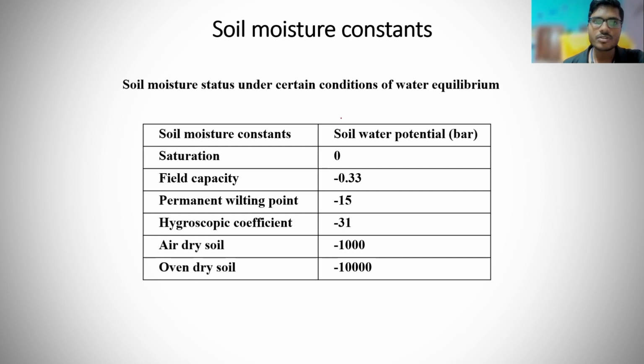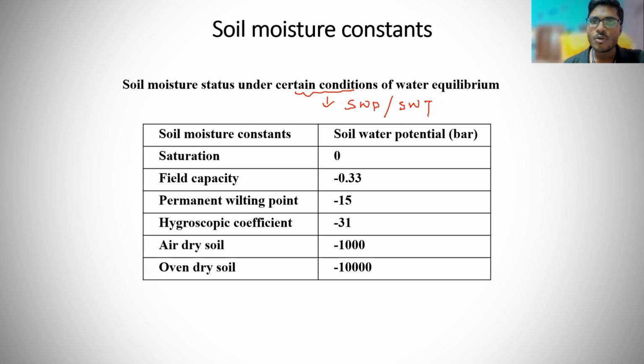Regarding soil moisture constants, these are certain parameters which indicate the soil moisture status under certain conditions. So what are those conditions? The conditions are soil water potential or soil water tension. We have already discussed what soil water potential and soil water tension are. We know that soil water potential is the energy status of water to do some work. So soil moisture constants are the soil moisture contained at a particular soil water potential or tension.